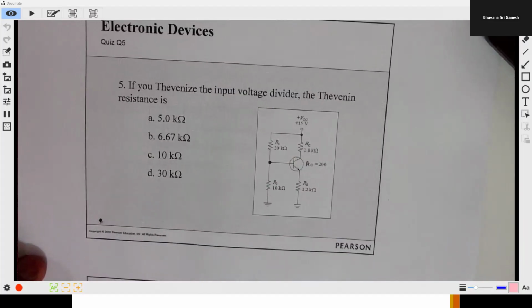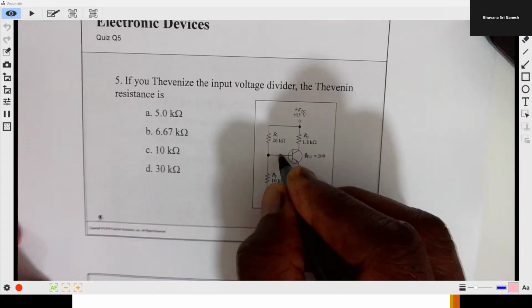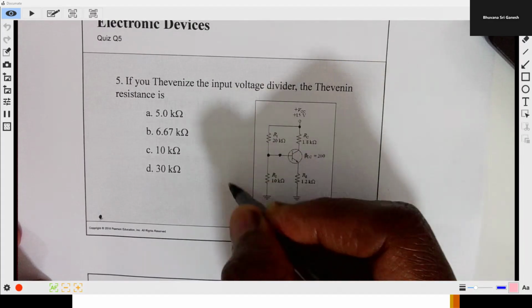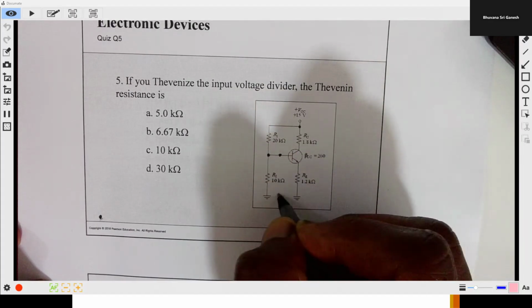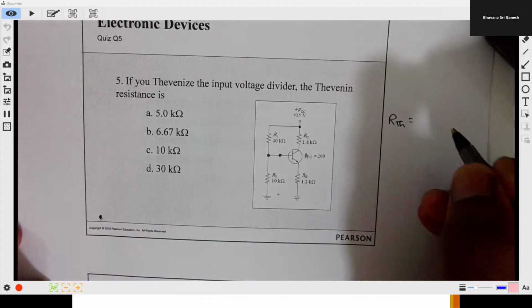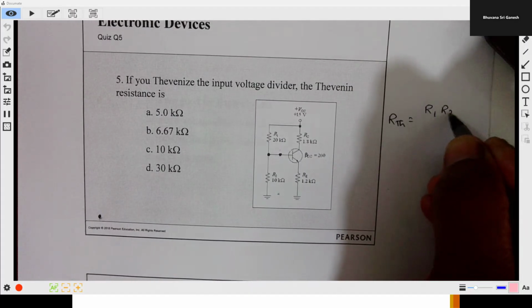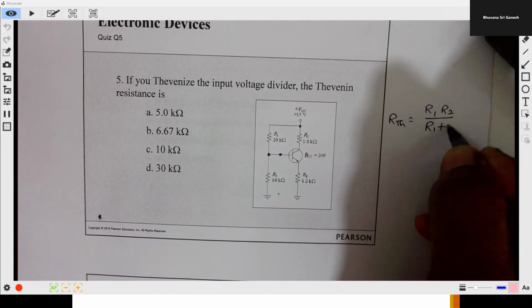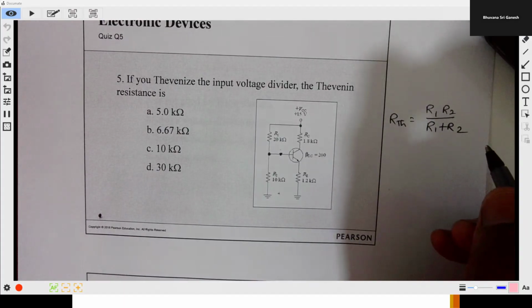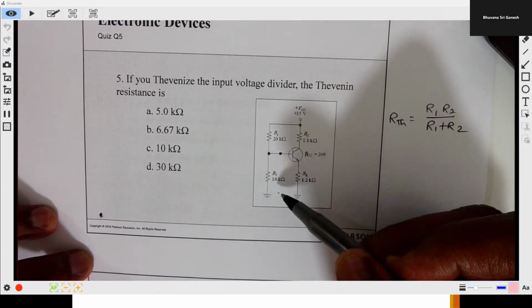In here, if you Thevenize the input voltage divider, what is the Thevenin resistance? When you Thevenize, this is going to be brought to this side and the Thevenin's resistance is RTH. Okay, so just go by formula. RTH is R1 R2 over R1 plus R2, right? So you punch in the values again. R1 is 20 kilo ohm, R2 is 10 kilo ohm.